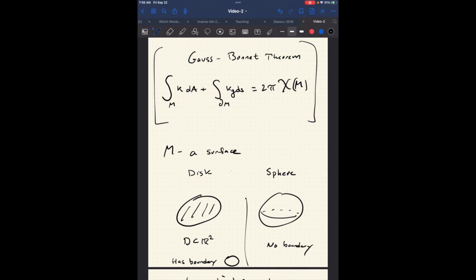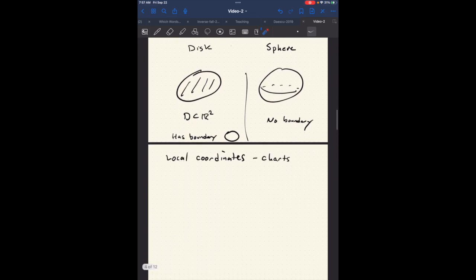So when we consider the Gauss-Bonnet theorem, we're considering these two terms here. One is the boundary of our surface, and one is the interior of the surface. So when we consider the Gauss-Bonnet theorem applied to the sphere, we won't have this term because we have no boundary. So when we want to work with these surfaces, often we want local coordinates.